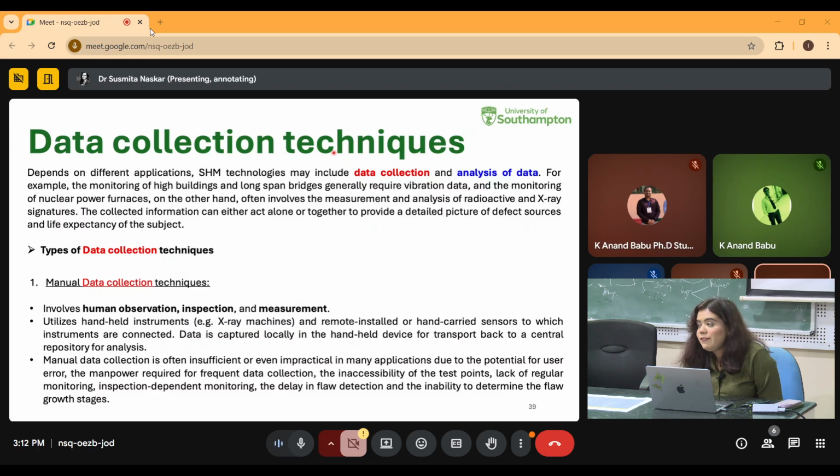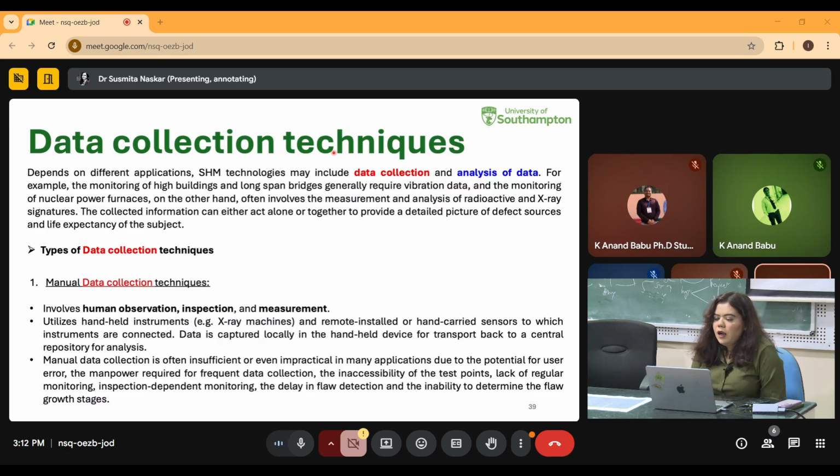And this is the reason that many industries are now moving towards collecting the data automatically, or remote data collection methods, which we will talk about in the next one. So this is the very beginning of the way that we started collecting the data manually.